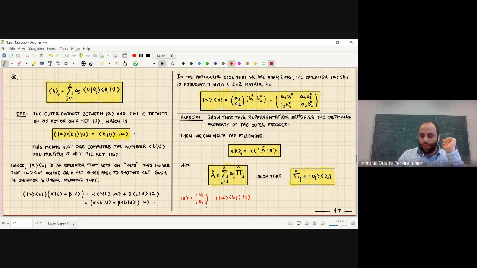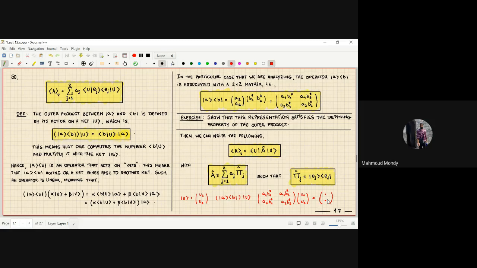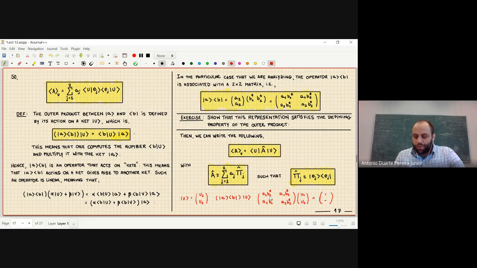When I take this matrix, I will have A1 B1 star, A2 B1 star, A1 B2 star, A2 B2 star, and I multiply that by U1 and U2. Just by looking at this, you can see that I will have the first row multiplying the vector and the second row multiplying the vector. So the result of this will be a column vector with some entry here and some entry here. Do you agree? Yes. And what I'm saying is that the entries you can just read off from the matrix multiplication.